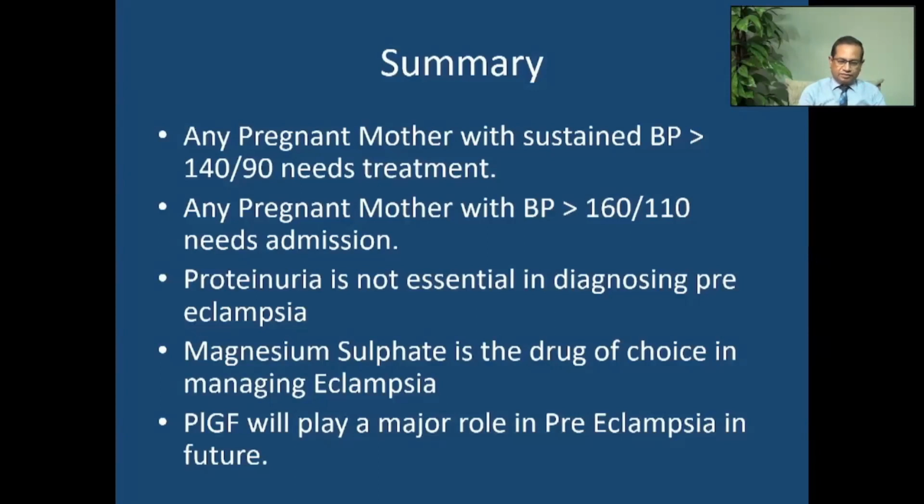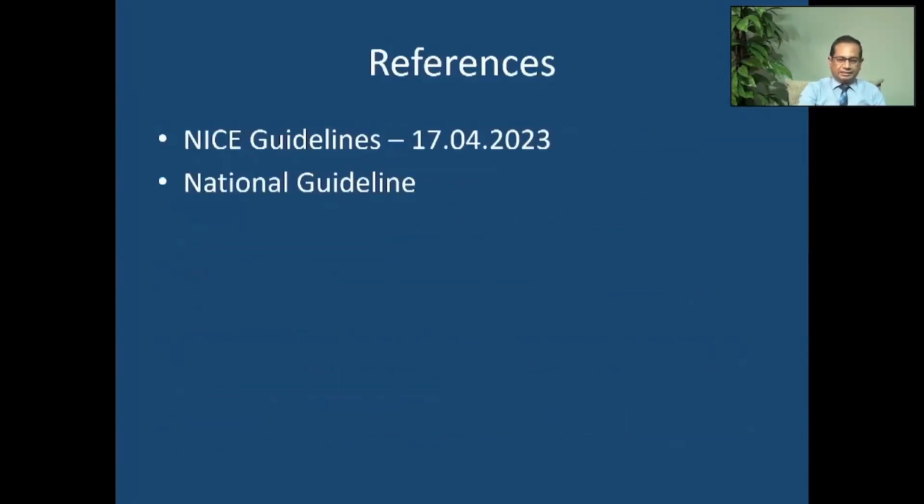And PLGF will play a major role in future in management, diagnosing and prognosis in preeclampsia in patients with gestational hypertension or chronic hypertension. So this is the newest guidelines. This guideline was edited on 17th of April this month 2023, and I have used the national guideline as well as references.